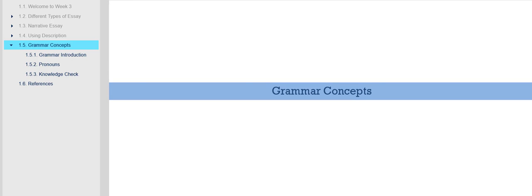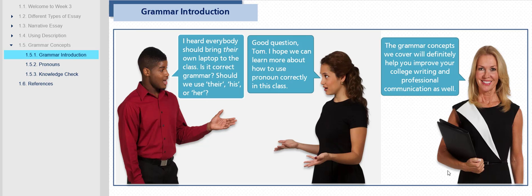Grammar concepts. I heard that when you say everybody should bring their laptop to the class, is that correct grammar? Good question. I hope we learn some more grammar in this class. The grammar concepts we cover will definitely help you improve your writing.